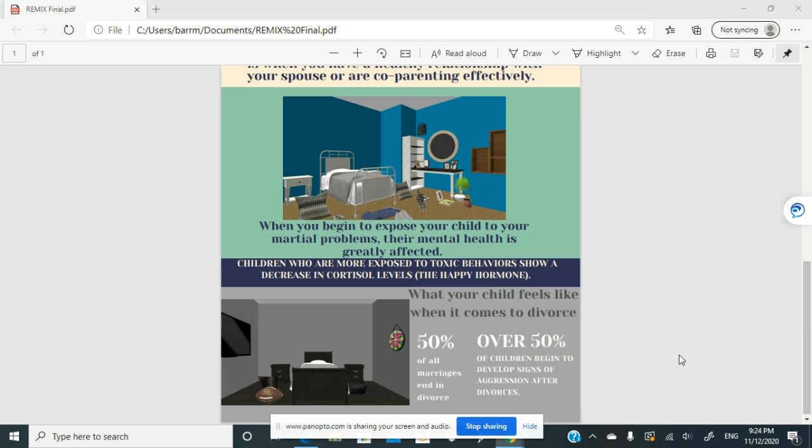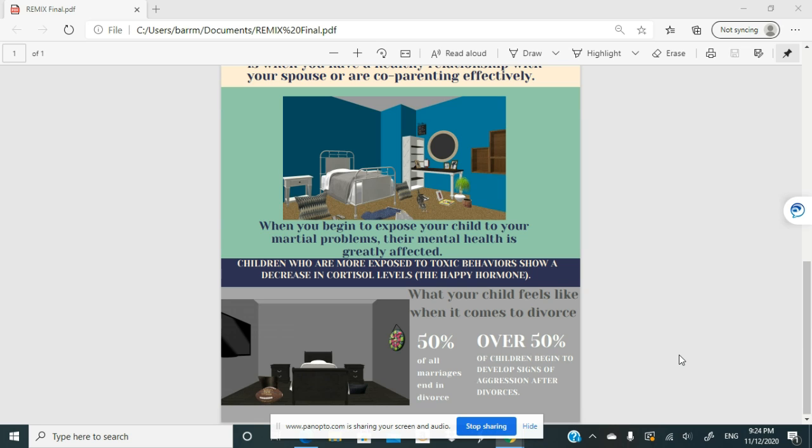And along with another statistic of over 50% of children begin to develop signs of aggression after divorce. And the way that I wanted to portray the aggression in this picture would be through a football, because oftentimes parents will make children take up a sport to have an outlet for all of that aggression.